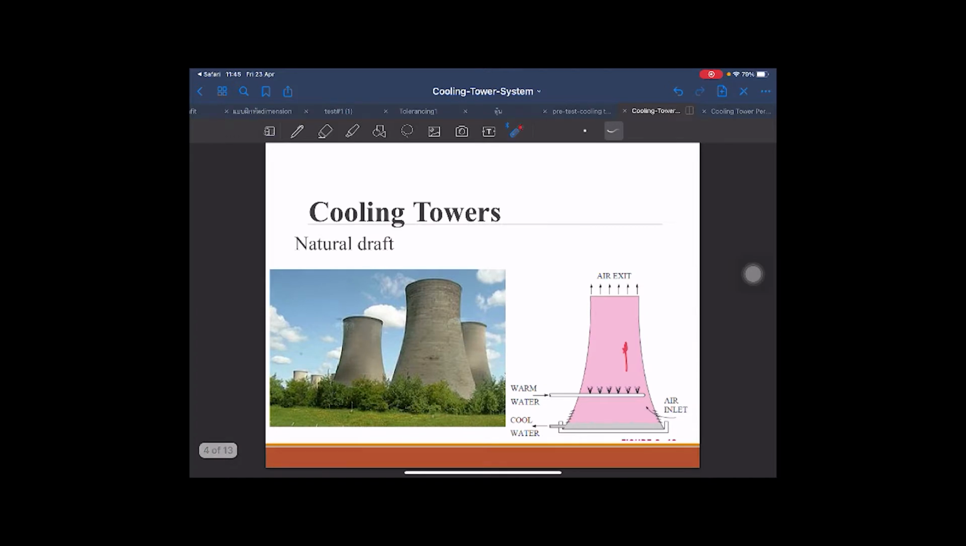The natural draft cooling tower utilizes buoyancy via a tall chimney. The warm air will rise due to the density difference between the inside air and the outside air. The warm air's buoyancy produces an outward current of air through the tower.